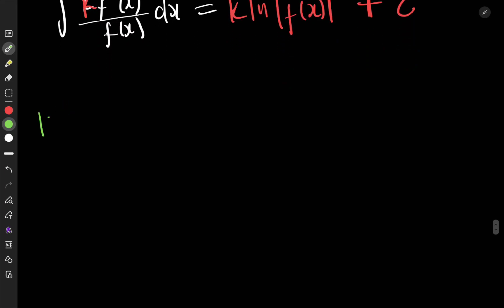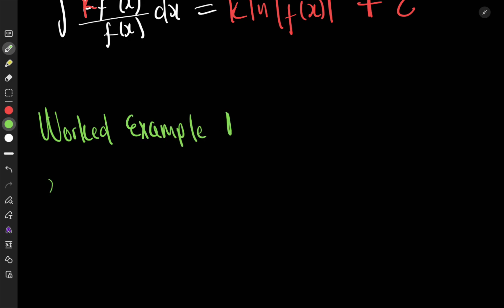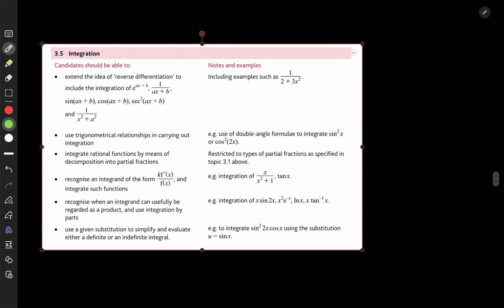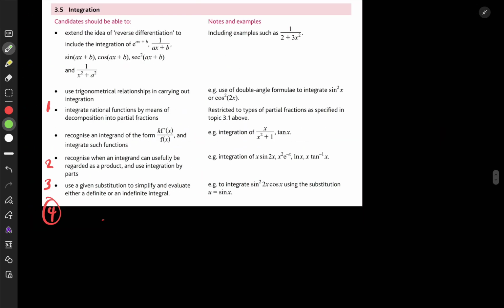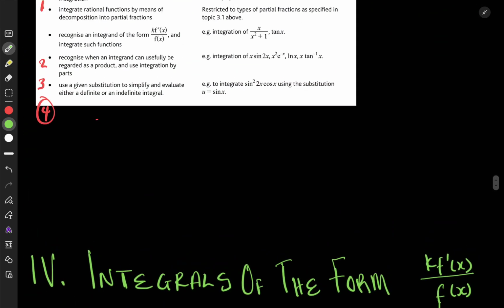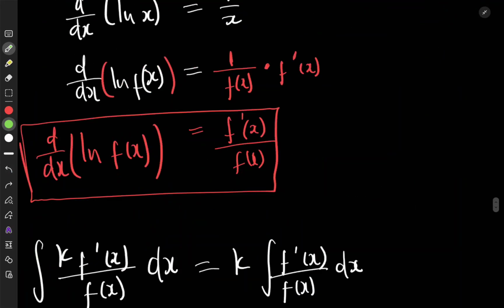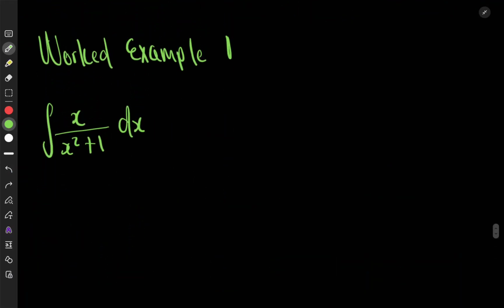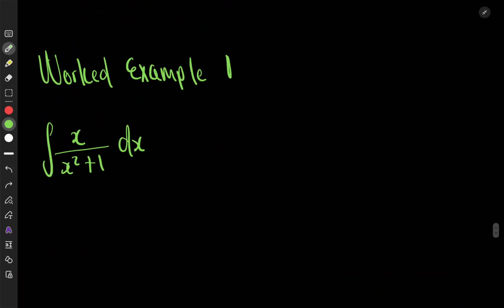Okay, let's do worked examples. So you can say worked example 1. We want to find the integral of x over x squared plus 1 with respect to x. So this is you. You're supposed to find the integral of x over x squared plus 1 with respect to x, right? How am I going to do that? Well, this is so easy because you look here and you analyze, and you're going to see that the top is the derivative of the bottom.